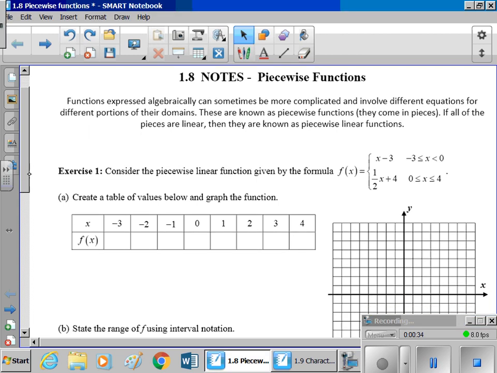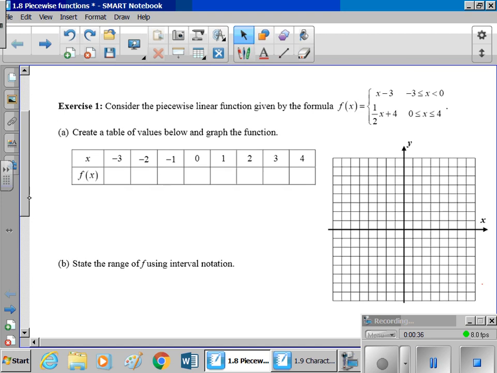So exercise 1 gives us a nice example of a pretty simple piecewise function. As you can see, we have two situations. Think about it like this: y equals x minus 3 between negative 3 and 0. And then we have y equals 1/2 x plus 4 between 0 and 4.